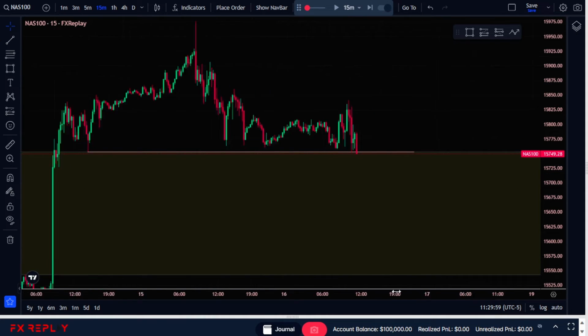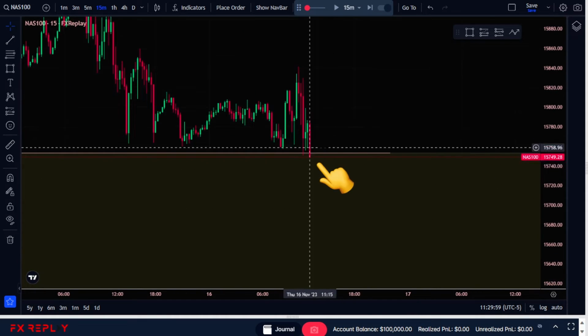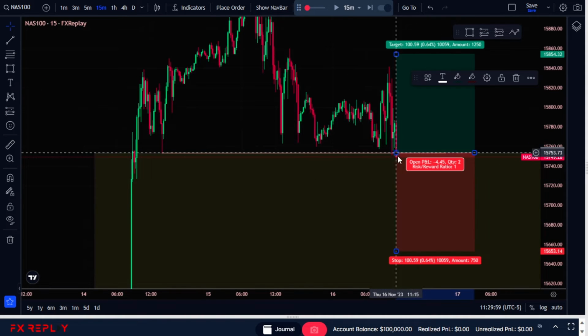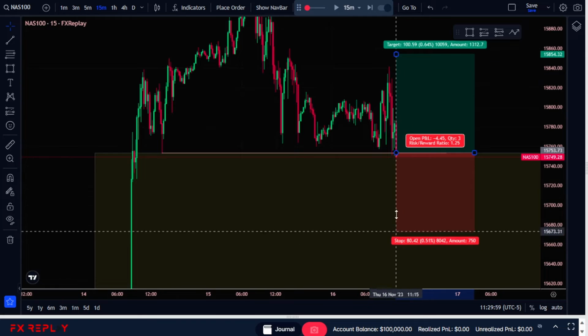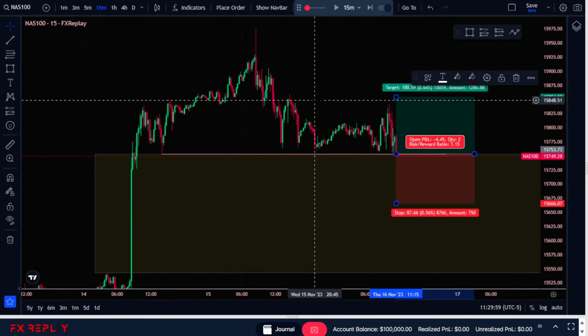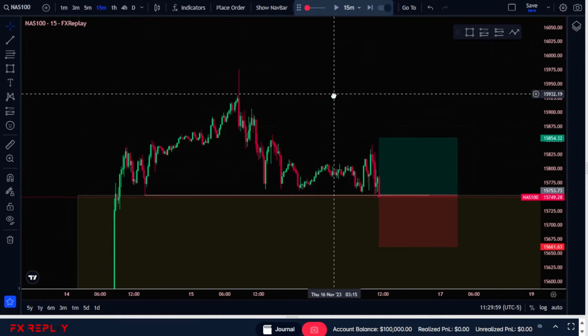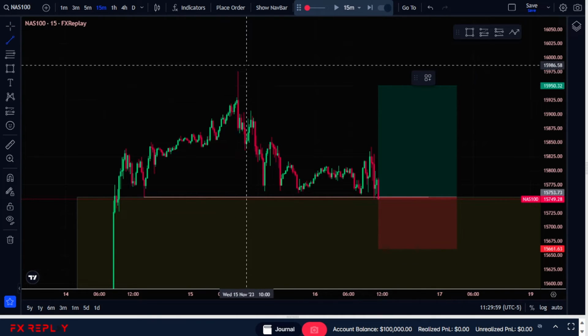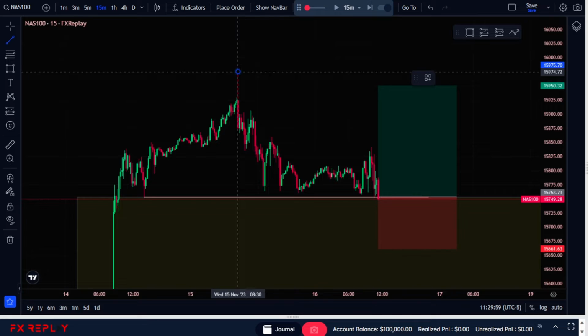Now we have purged the liquidity and also tapped into this fair value gap. I will enter the market order as soon as we tap into the fair value gap. Stop loss will be at 50% of the fair value gap. For the profit target, we will be targeting either 1 to 2 risk to reward or 1 to 3 risk to reward, depending on how wide your stop loss is.